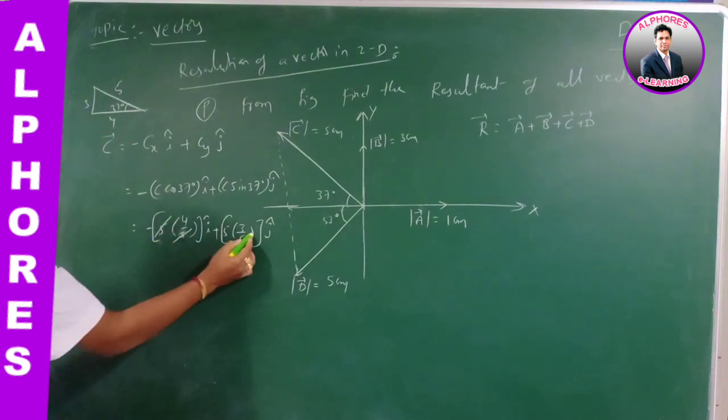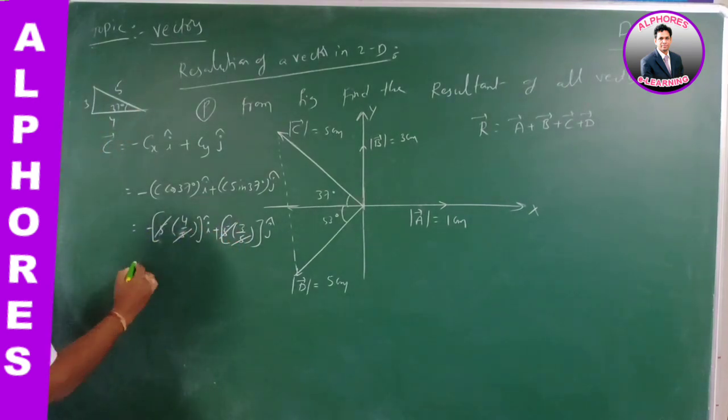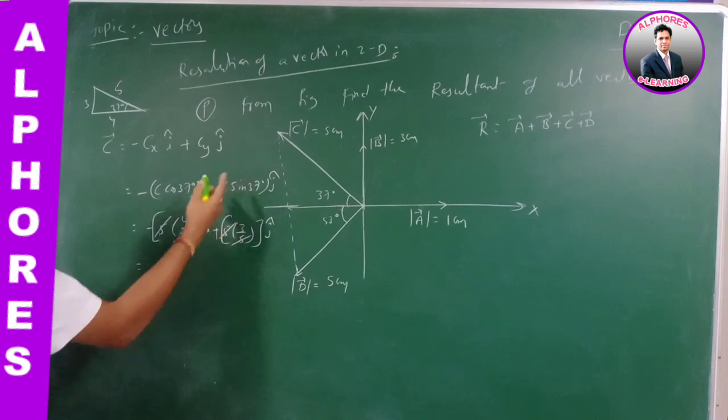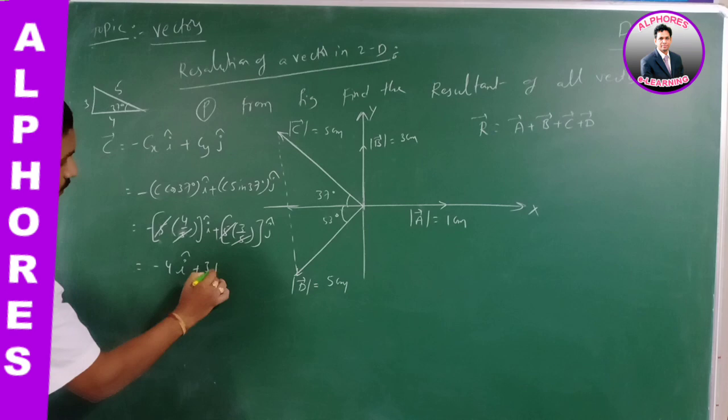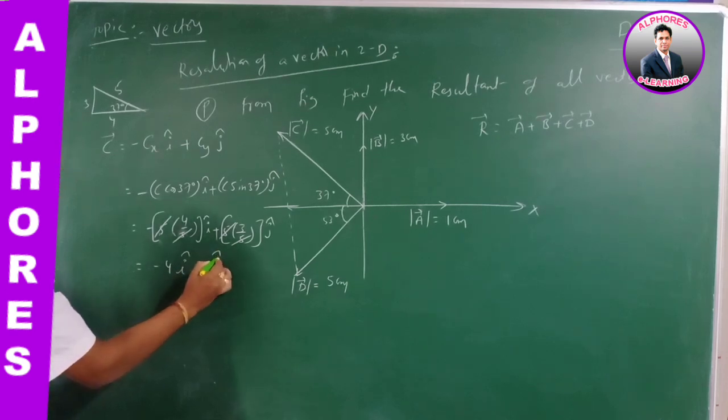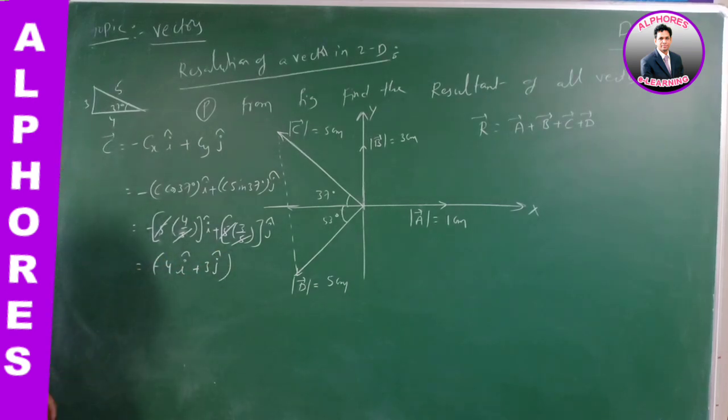5 gets cancelled here, again 5 gets cancelled. That means what is the new vector which is formed by the third vector? c bar is minus 4 i cap plus 3 j cap, right? This is in centimeters.